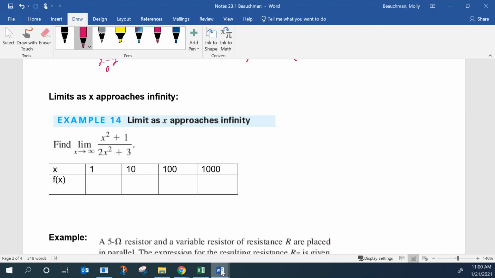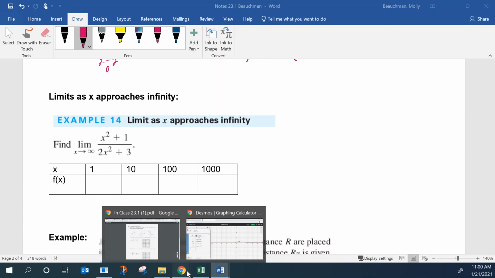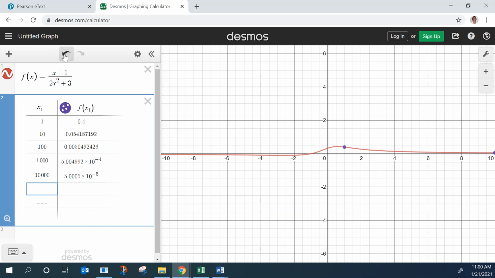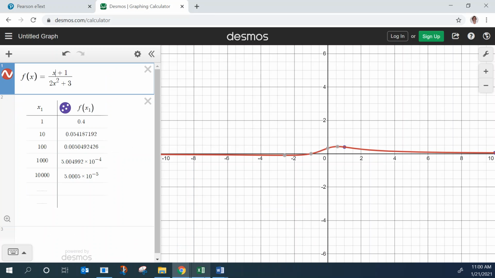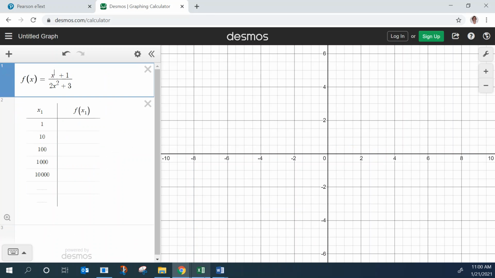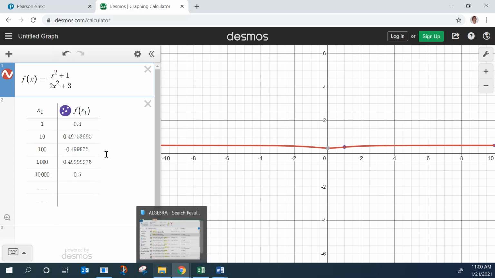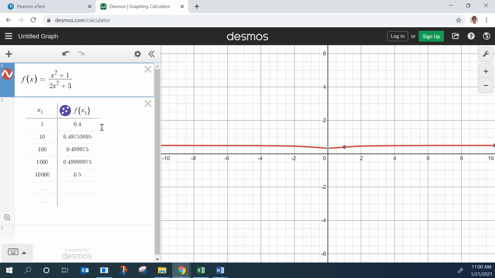Let me make sure I have the right function in there. x squared plus 1 over 2x squared plus 3. Oh, I need to put x squared plus 1. Sorry about that. There we go. So now the graph changed and the values changed. I just had to get the right graph in there.